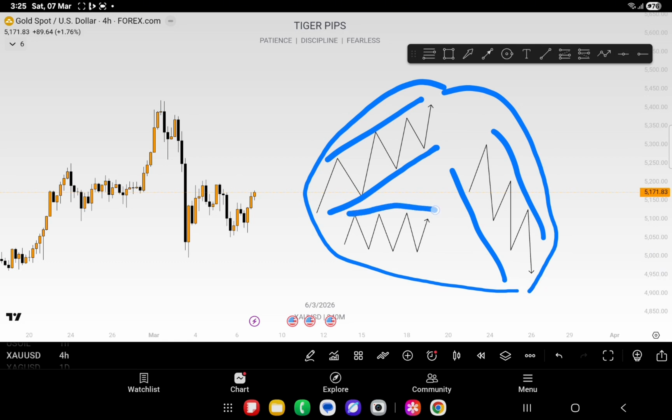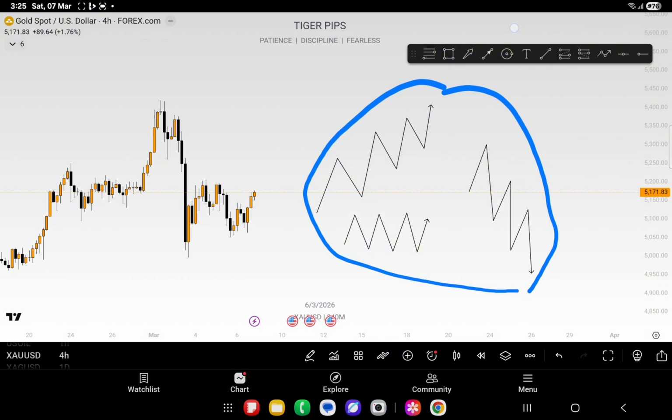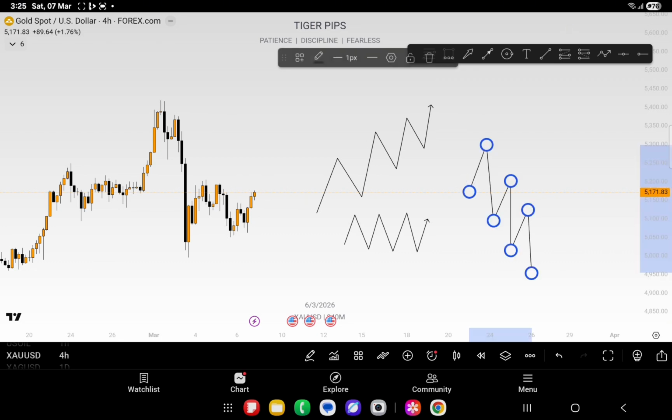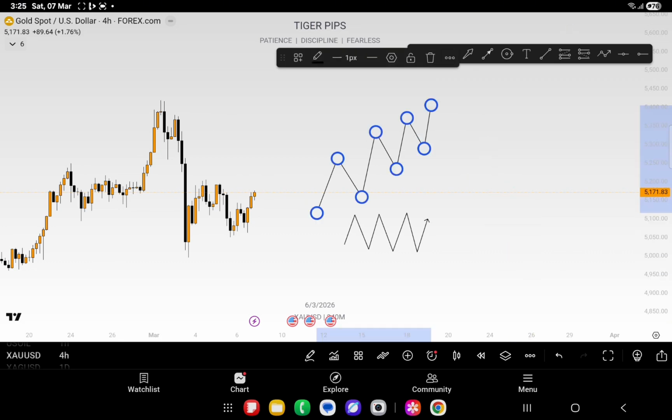But if you see something like this, you don't need to pay attention to it. Not that you cannot trade it, but I will advise you to leave something like this. You can just cancel something like this and focus on the type of trade that is very profitable. Now let's clean it. So now this is what I mean by that.